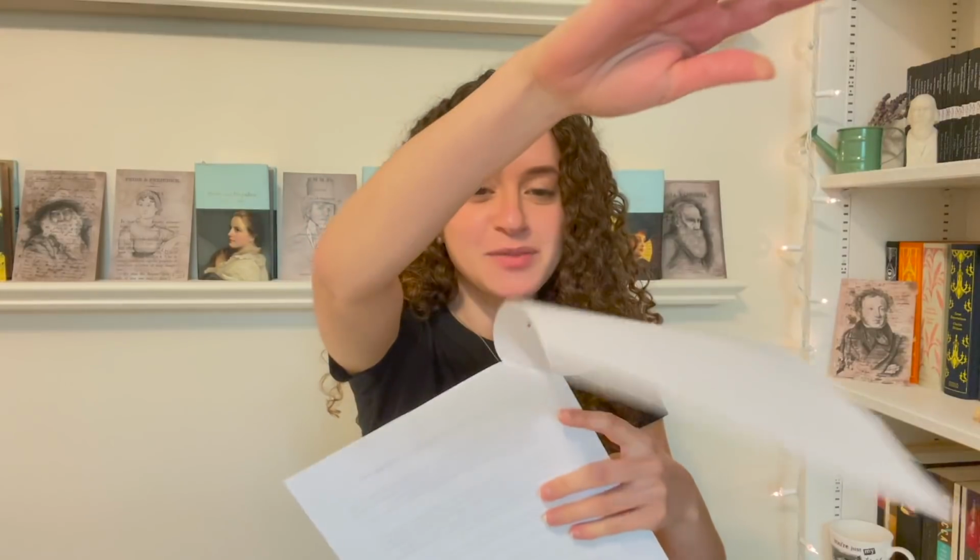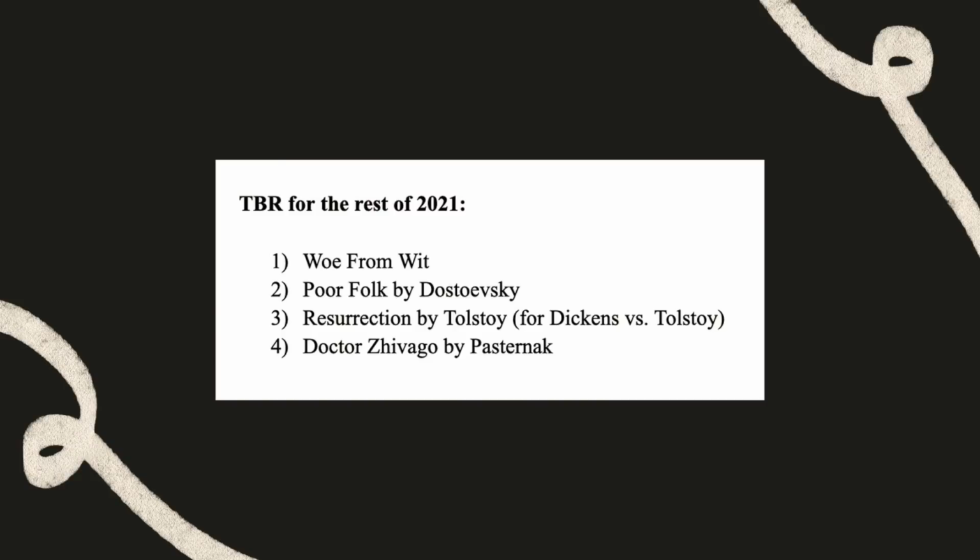Oh, it's right here. So this is Woe from Wit. This is actually, if you flip your packets once again, everyone do it with me, okay? So TBR for the rest of 2021, number 1 is Woe from Wit. Woe from Wit is written by Alexander Griboyedov. Griboyedov? I'm totally pronouncing his last name wrong. Alexander Griboyedov. That's my attempt. Okay. It's translated by Betsy Hulick, and it is a verse comedy in 4 acts.